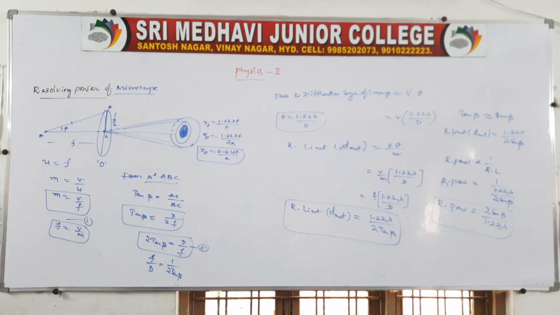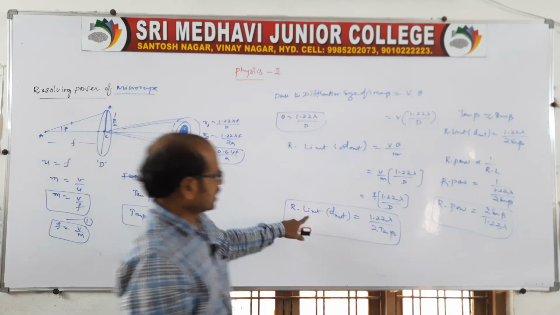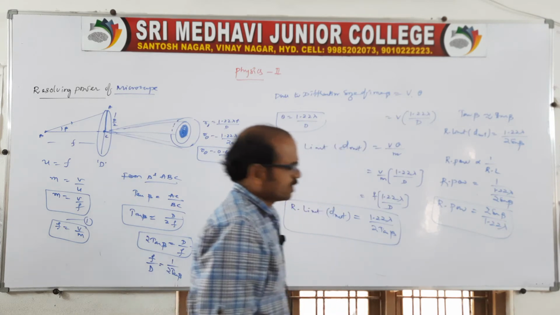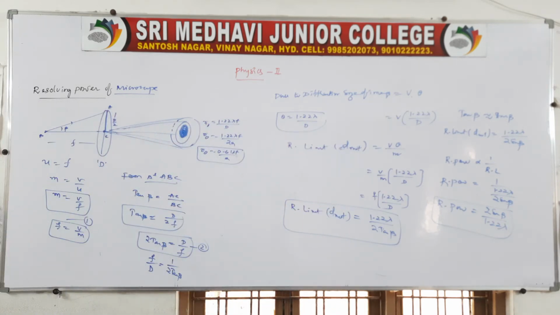Here we should know these values. Suppose you remember these values, resolving limit and resolving power, 2 sin beta by 1.22 lambda. This is enough to remember. See, for this resolving power, clear?